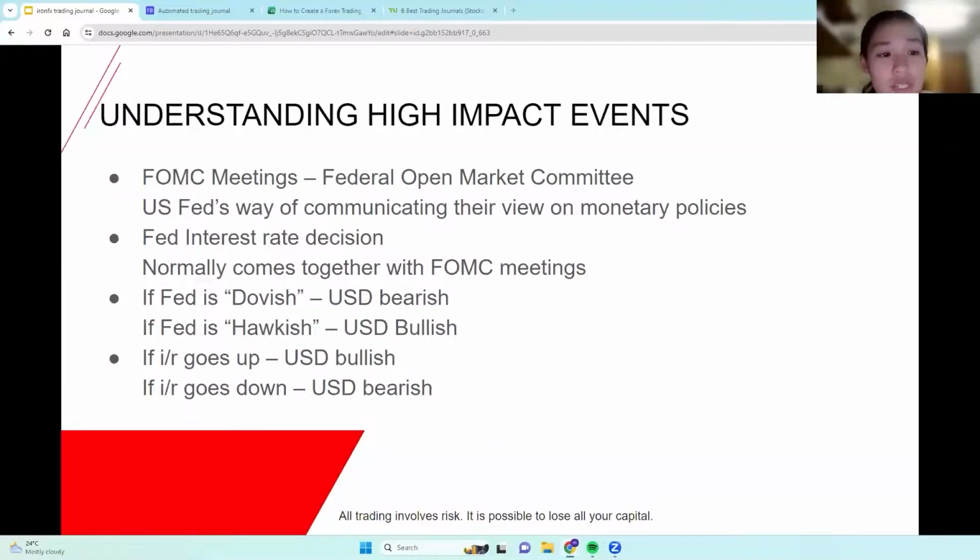Firstly, we are looking at the US. FOMC meetings are the Federal Open Market Committee, and this is the US Fed's way of communicating their view on monetary policies. These normally come together with a Fed interest rate decision. So if the Fed is dovish, the USD is bearish, and if the Fed is hawkish, the USD is bullish. If interest rate goes up, the USD is bullish, and if interest rate goes down, the USD is bearish.